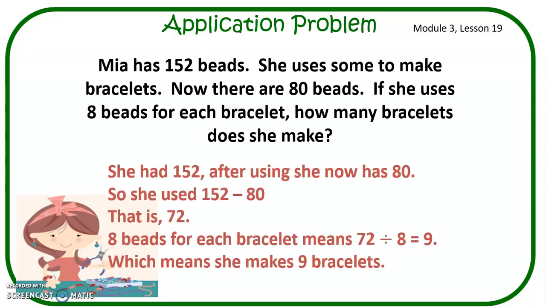Let's see that. Now she had 152. After using, she now has 80, so she used what? 152 minus 80, that is 72 beads. That is how many beads she used. Remember, 8 beads for each bracelet means what? 72 divided by 8, which is 9. Which means she makes 9 bracelets.